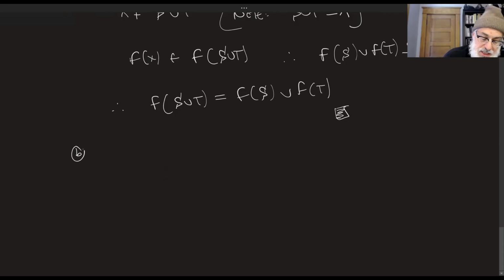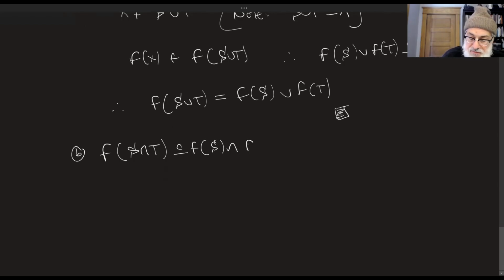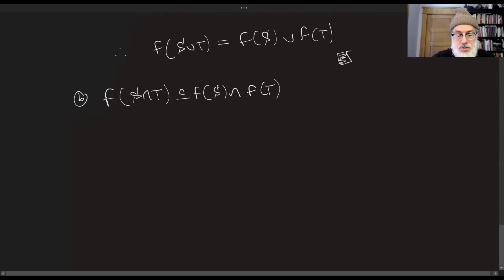So let's look at part B. Part B, our task is to show that the f of s intersect t is a subset of f of s intersect f of t. So you notice here that we don't have equality. We're just showing that one is a subset of the other. And we'll talk at the end a little bit why that's true. So this is our task.